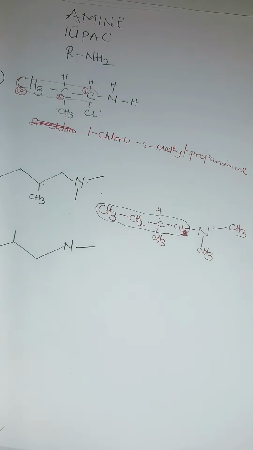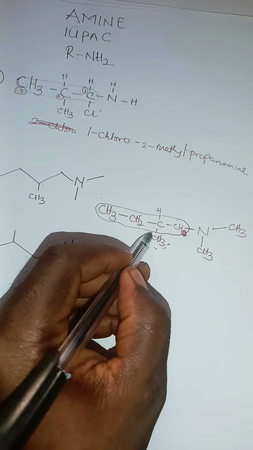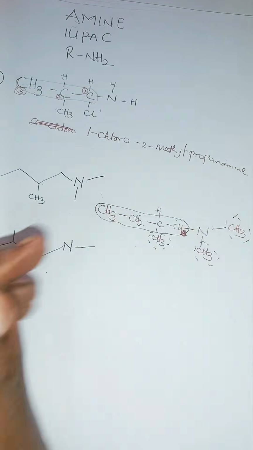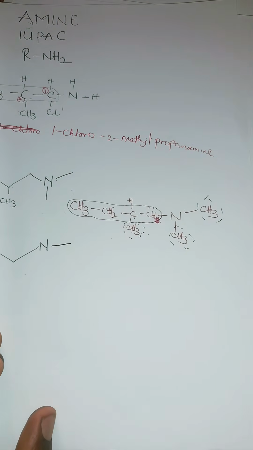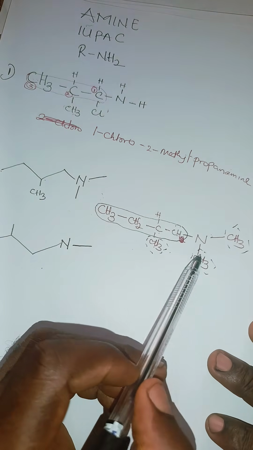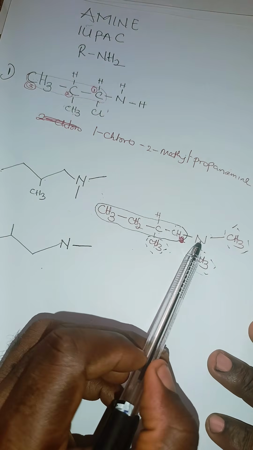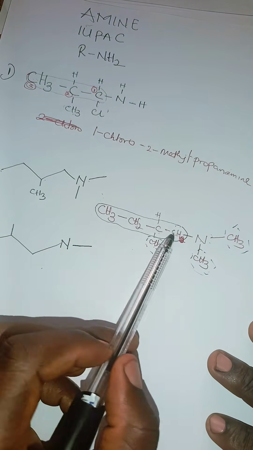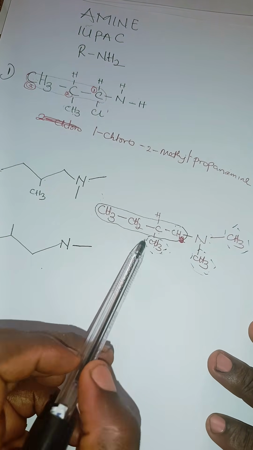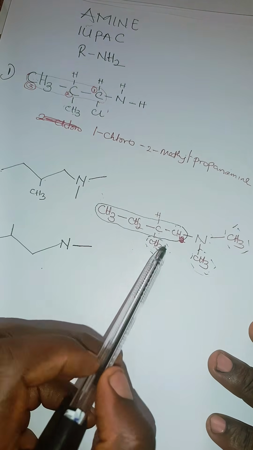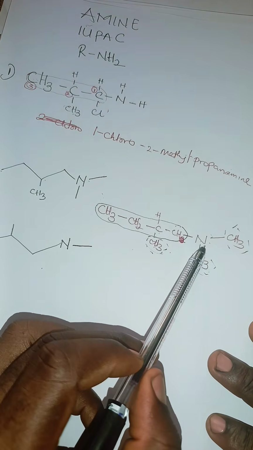There are some groups we did not touch. Can you see this one? We did not touch this one, and this one. So how do we deal with them? They become alkyl groups because they are not part of the longest chain. But this CH3 is attached to nitrogen. These two CH3 are not attached on this chain. You can see that the difference between this CH3 and these is that this CH3 is attached to a carbon, these ones are attached to a nitrogen.